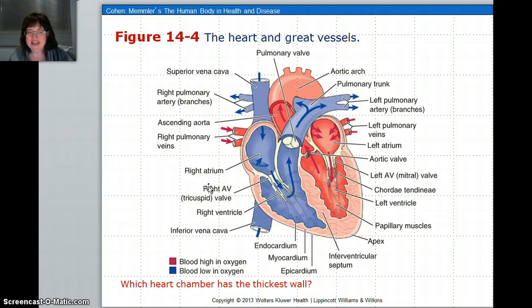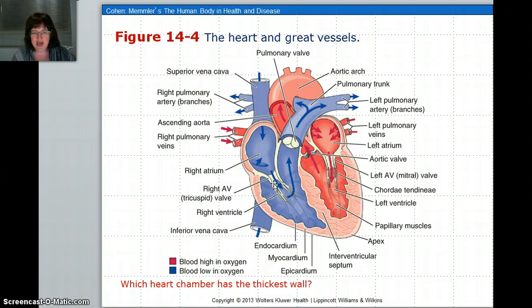Notice the valves have many names. They have the classic name. So this is the right atrial ventricular valve and the left atrial ventricular valve. However, they also have the older or standard name. So this is the tricuspid valve. And when you look at the tricuspid valve, it actually has 3 parts to it, 3 cusps, as opposed to the bicuspid valve, which is also called the mitral valve on the left.